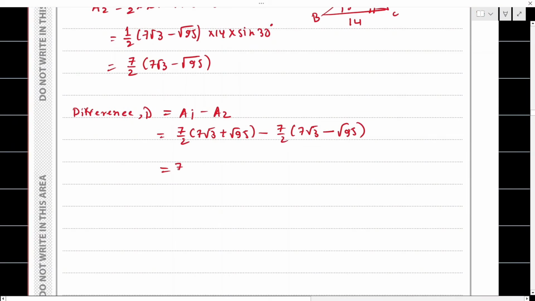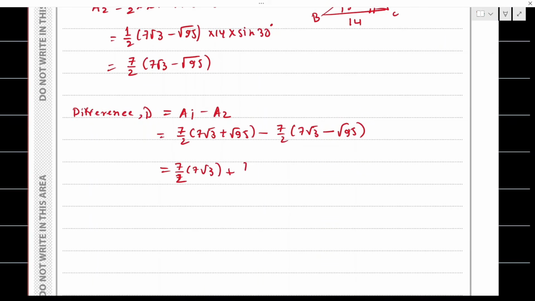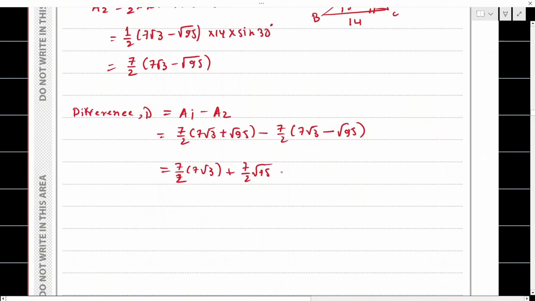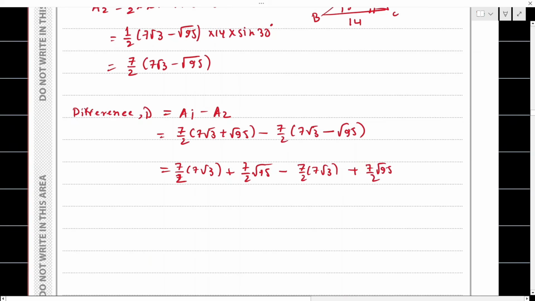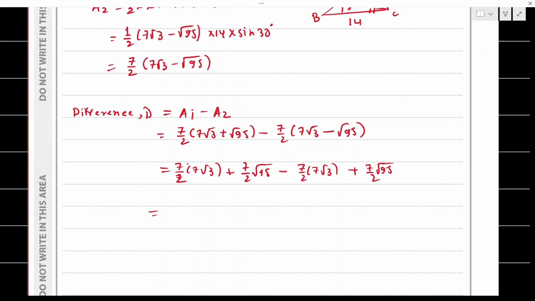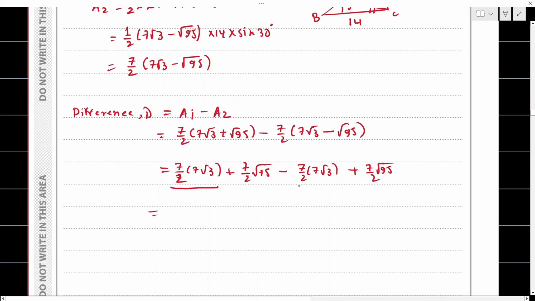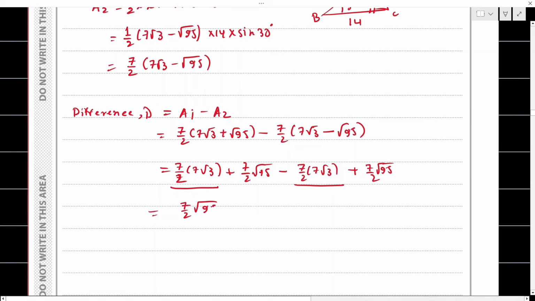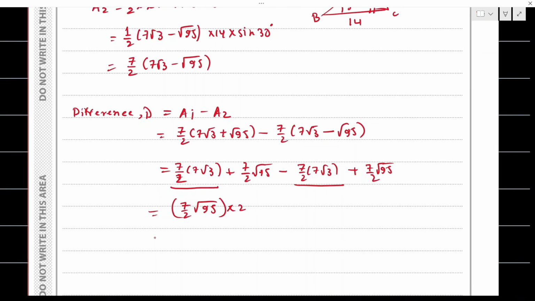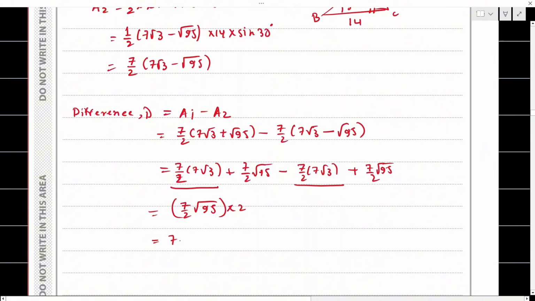Now I can expand the brackets. This will be 7 by 2 into 7 root 3 plus 7 by 2 root 95 minus 7 by 2 into 7 root 3 plus 7 by 2 root 95. We can see from here that 7 by 2 into 7 root 3 is cancelled out. These two terms are cancelled out. So ultimately what we have is 7 by 2 root 95 into 2. We have this term 2 times, so I'm multiplying this term by 2. So this gives us an answer of root 95.